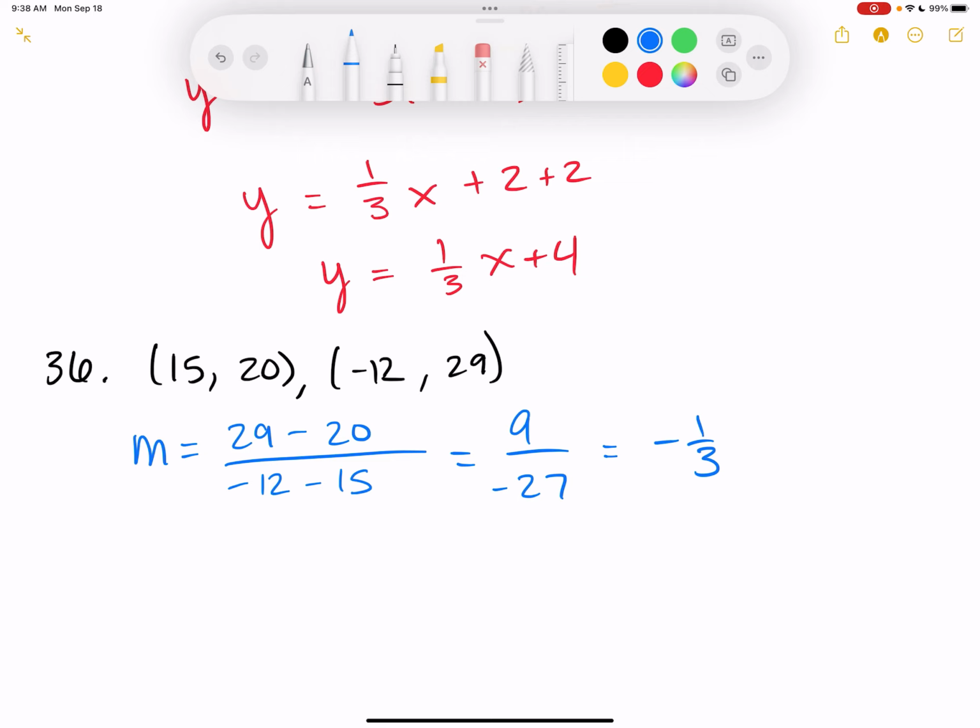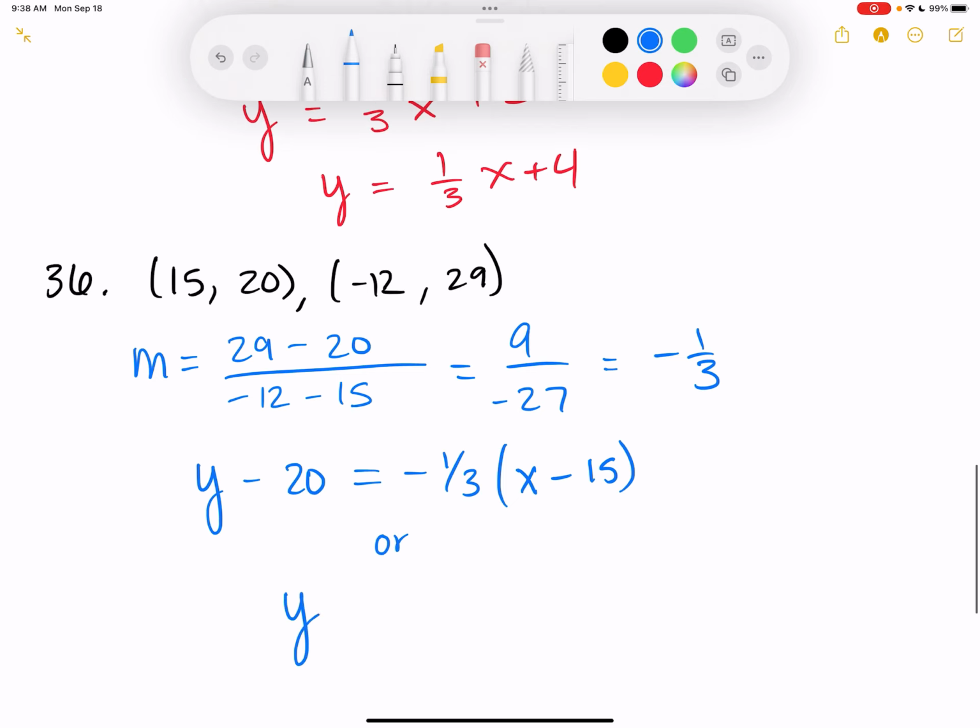Does it matter which point I use with point slope form? No, I can pick either one. So which one do y'all want to do? (15, 20). Okay, first one. y minus 20 is equal to negative 1/3 times x minus 15. Leave it there, or y equals negative 1/3 x plus 5 plus 20. So y equals negative 1/3 x plus 25.